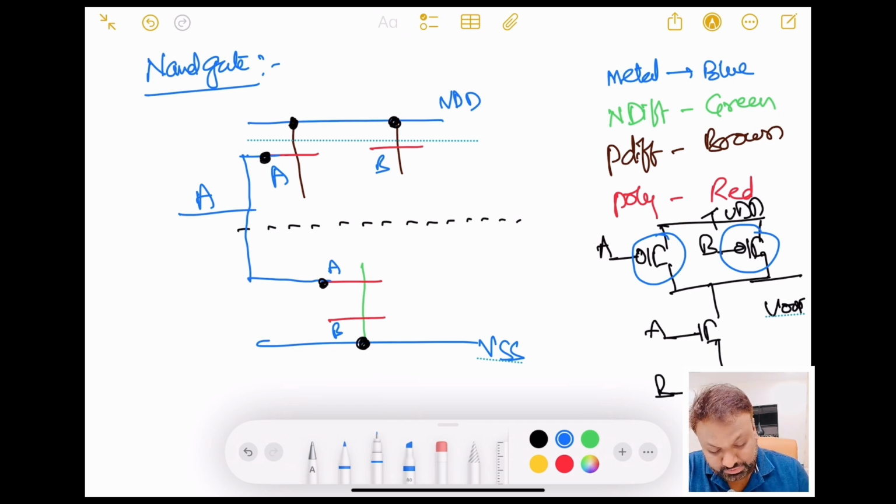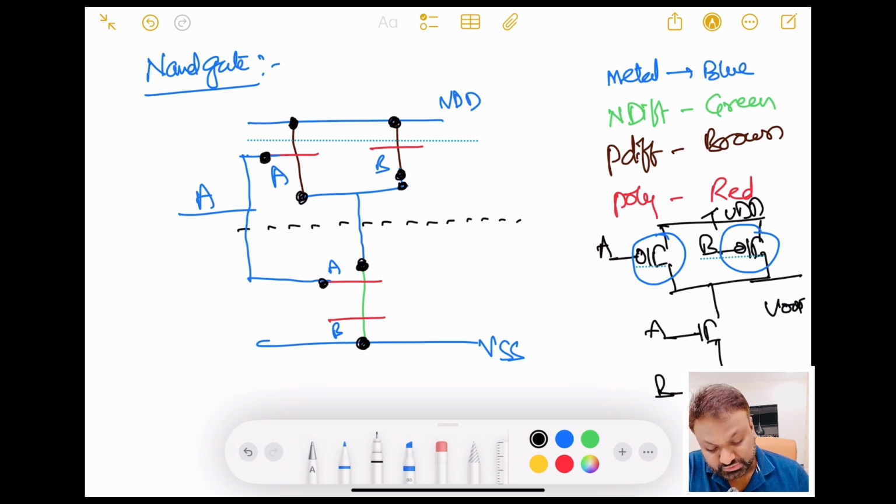Now we will take the metal again, and you will connect both the transistors like this. I need to establish an electrical contact here, and I will take a blue, and blue is connected to green. Electrical contact here. Now the transistors are connected. Now we will try to connect the B transistor, the B input.